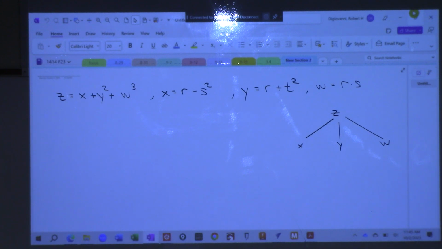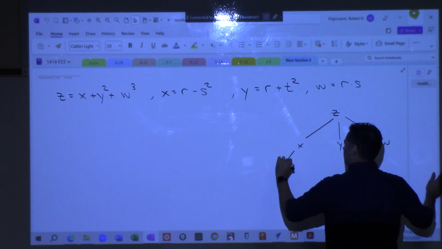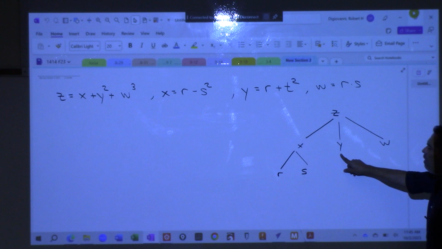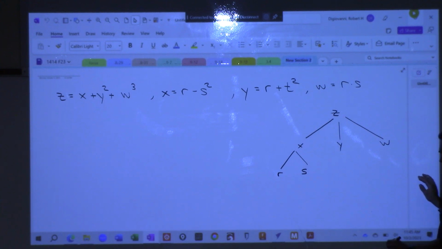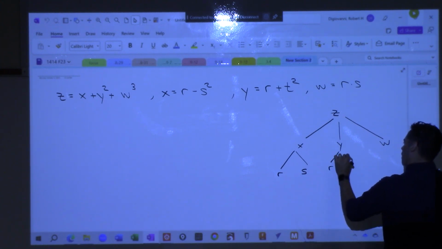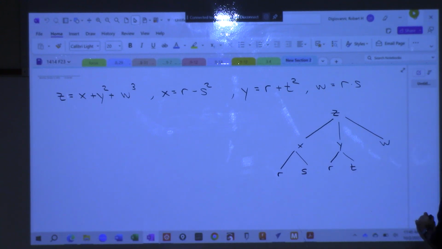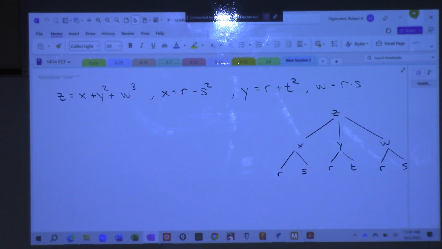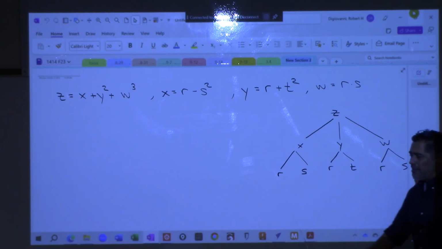All right, what do I need in order to find out what x is? R and S. R and S. What do I need to figure out y? R and T. And then W? R and S. What's different? We have this T here, right? So the way that we're going to deal with this, any guesses?